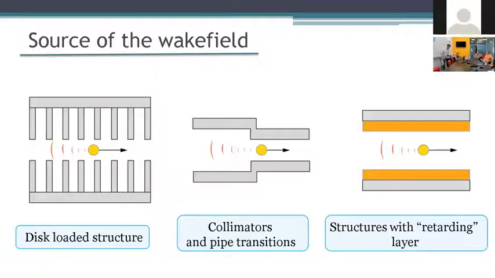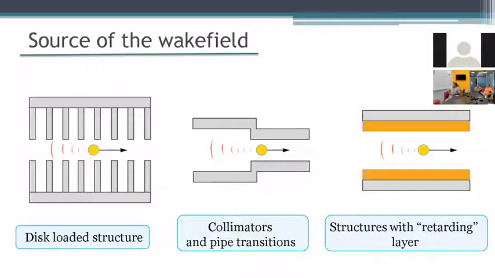Sources of the Wakefield. Well, as I said, that's any type of radiation. In accelerators, it's loaded structures, like connections of vacuum pipes and so-called structures with retarding layers. It's dielectrics or small corrugations or whatever. Actually any roughness, anything which is non-ideal will cause the particle to radiate.